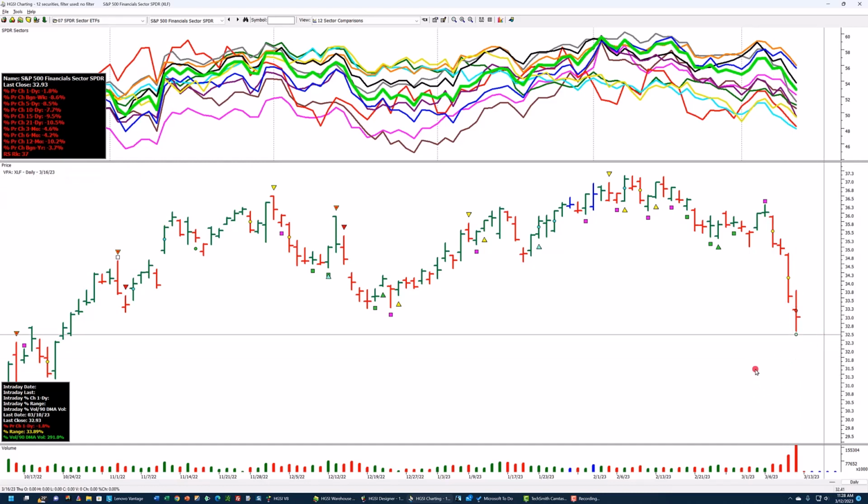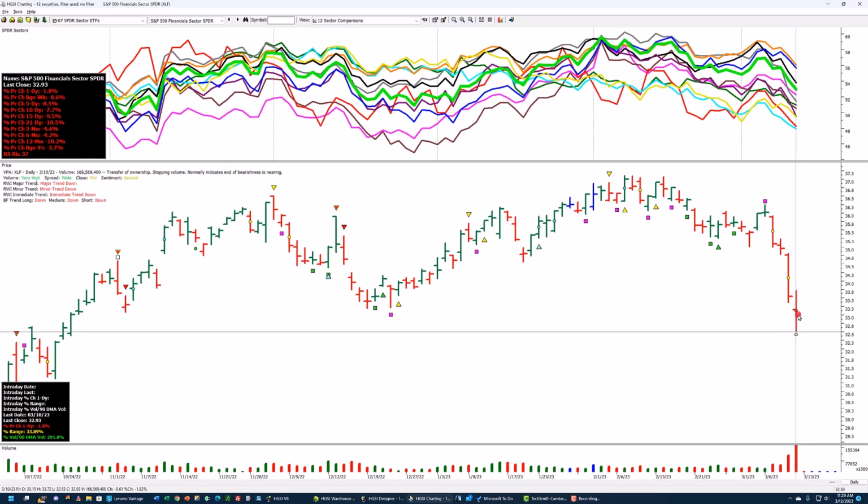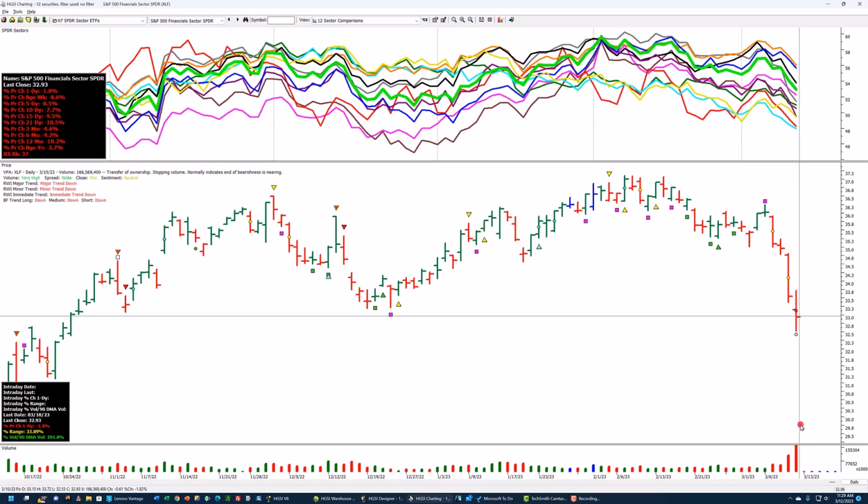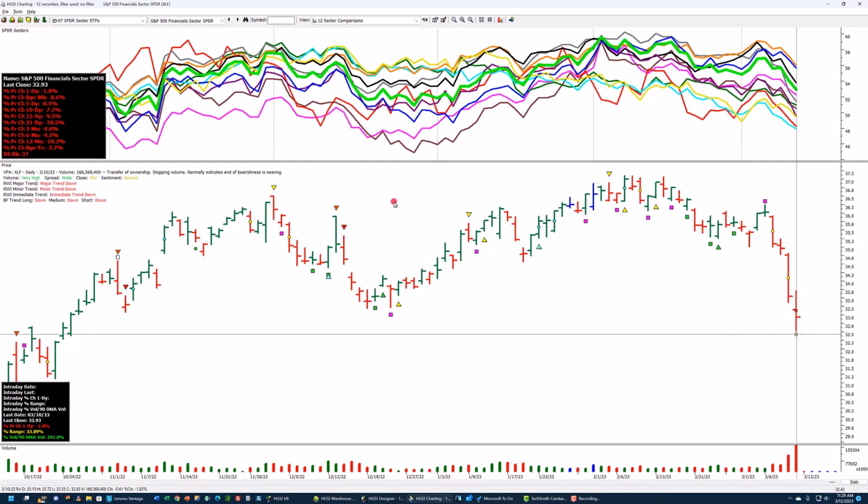buyers, once again, the so-called smart money, the deep pockets, may think they're going to find some bargains here, so they're stepping in. And by the end of the day, you can see that it came from this point and closed right here on heavy volume. Consequently, we have a stopping volume. Normally indicates end of bearishness is nearing. It doesn't mean it's over.